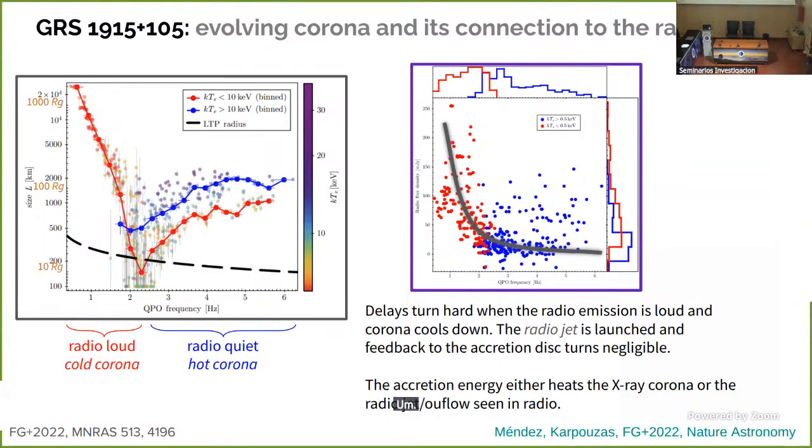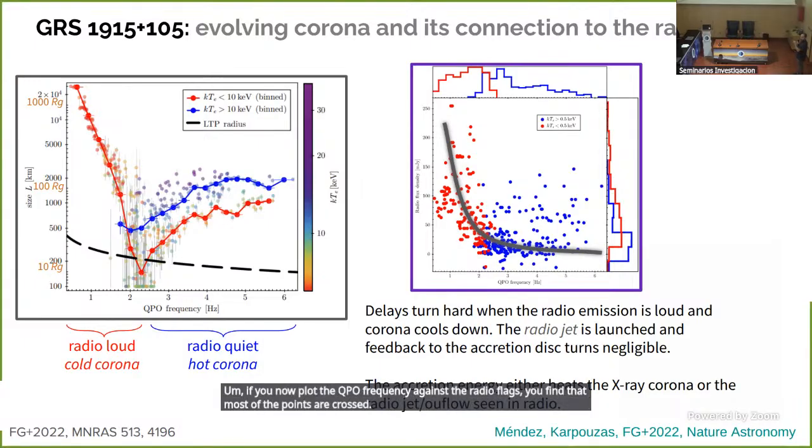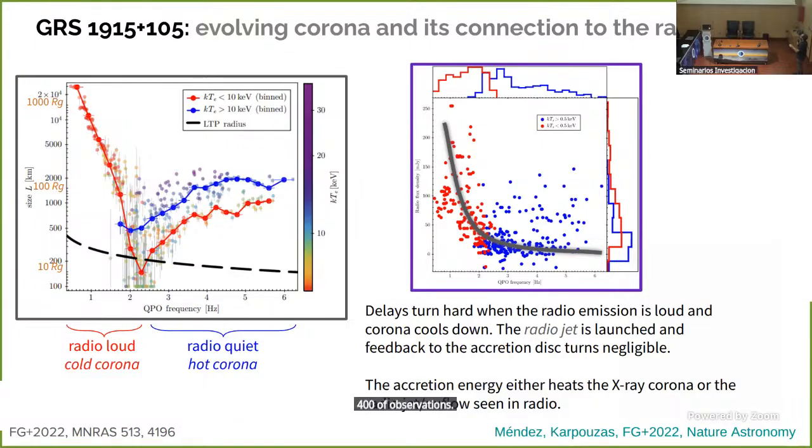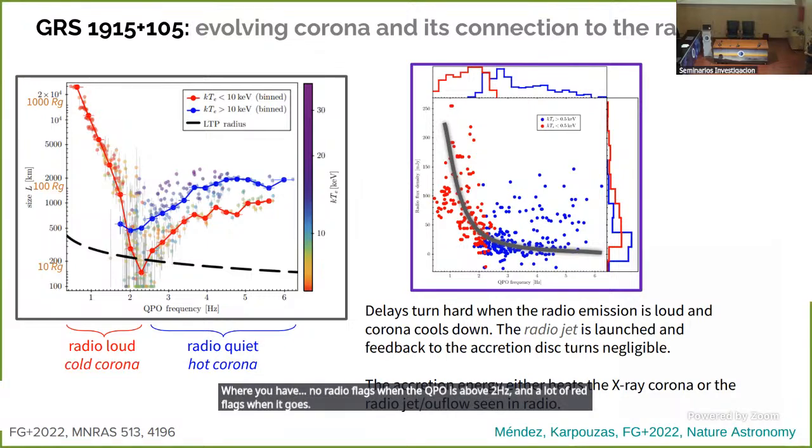And if you now plot the QPO frequency against the radio flares, you find that most of the points across 12 years, 400 observations, follow this branch, where you have no radio flares when the QPO is above 2 Hertz and a lot of radio flares when it goes below 2 Hertz.